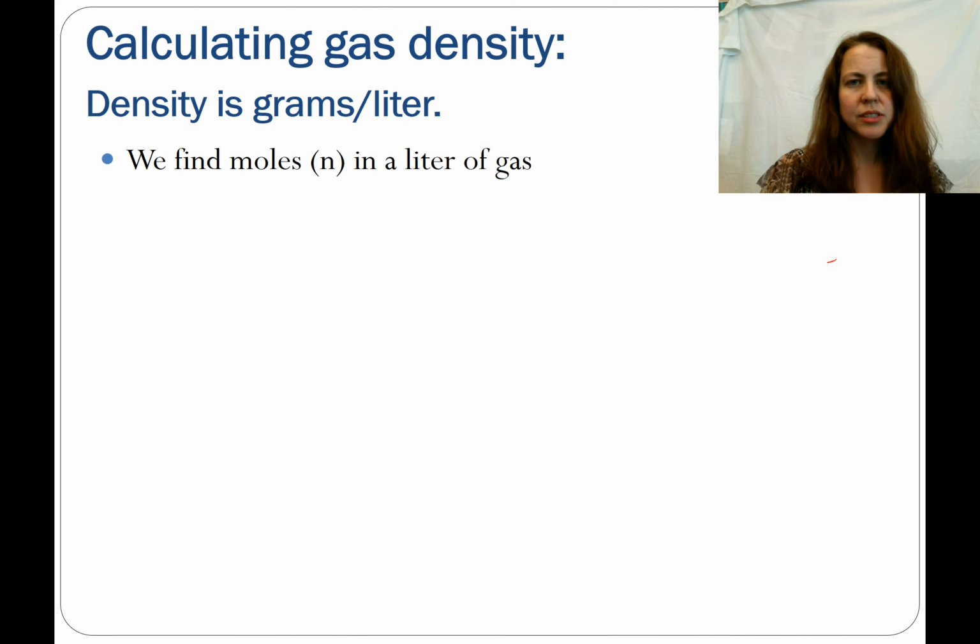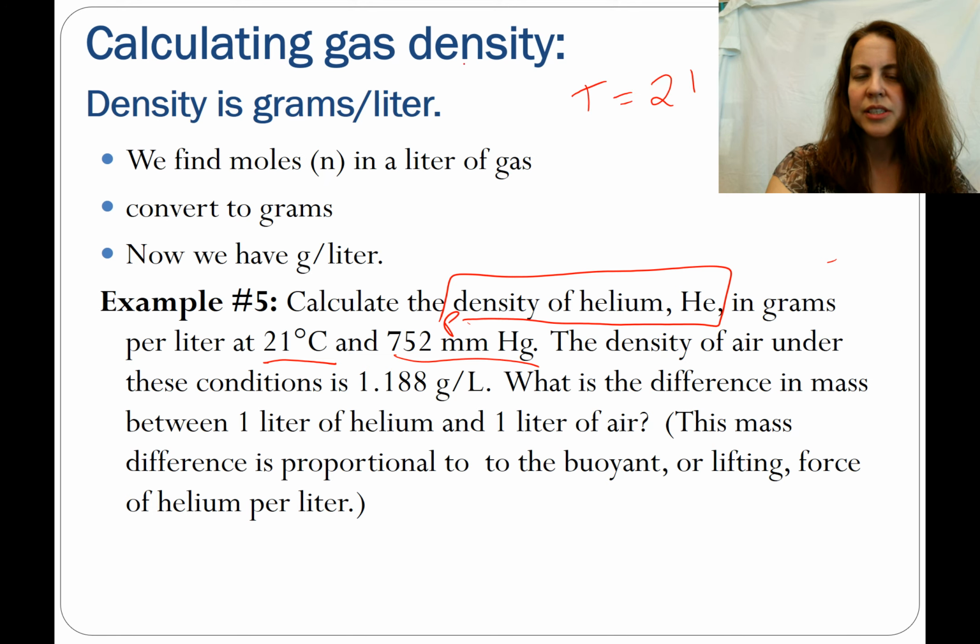So let's take a look at our problem. We'll go ahead and solve it this way. Our goal is to calculate the density of helium in grams per liter at 21 degrees Celsius and 752 millimeters of mercury. So here's our pressure, our temperature. We will, of course, need to convert into Kelvin. Go ahead and do that with me. Okay, so it's going to be 294 Kelvin.